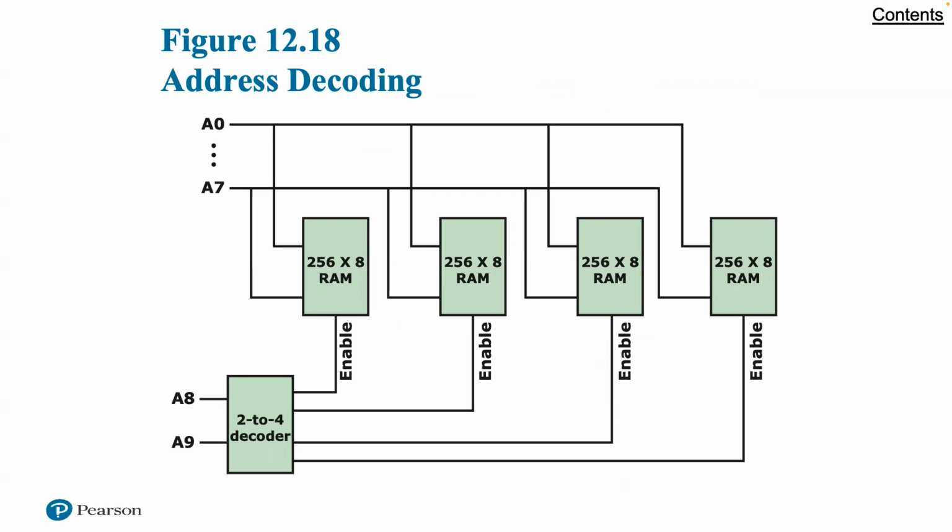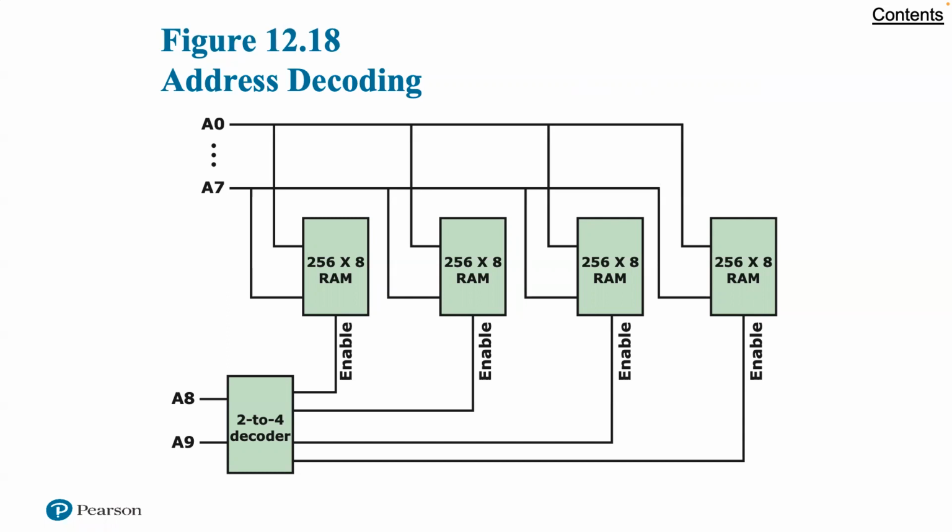Decoders find many uses in digital computers. One example is address decoding. Suppose we wish to construct a 1 kilobyte memory using 4 256 times 8-bit RAM chips. And we want a single unified address space which can be broken down like what we're considering here in the illustration. So you can keep that in mind.